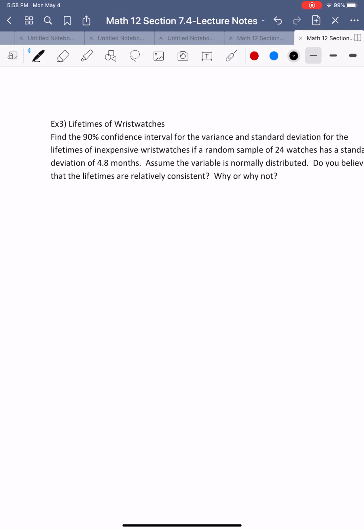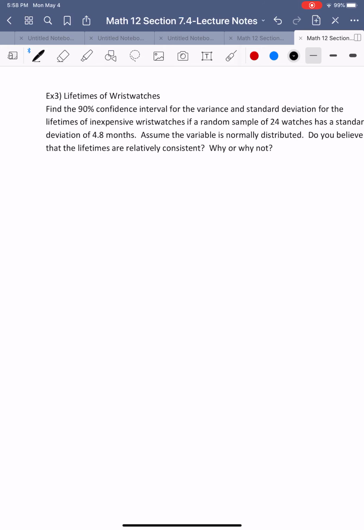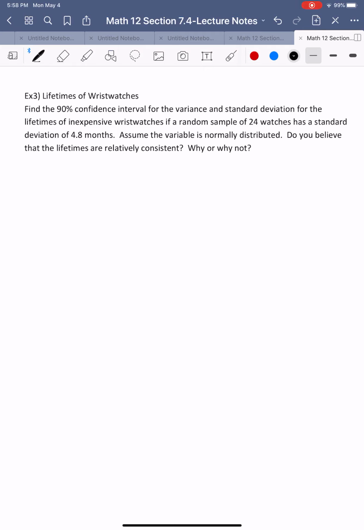All right, lifetime of wristwatches. Find the 90% confidence intervals for the variance and standard deviation for the lifetimes of inexpensive wristwatches, if a random sample of 24 watches has a standard deviation of 4.8 months. Assume the variable is normally distributed. Do you believe that the lifetimes are relatively consistent? Why or why not?